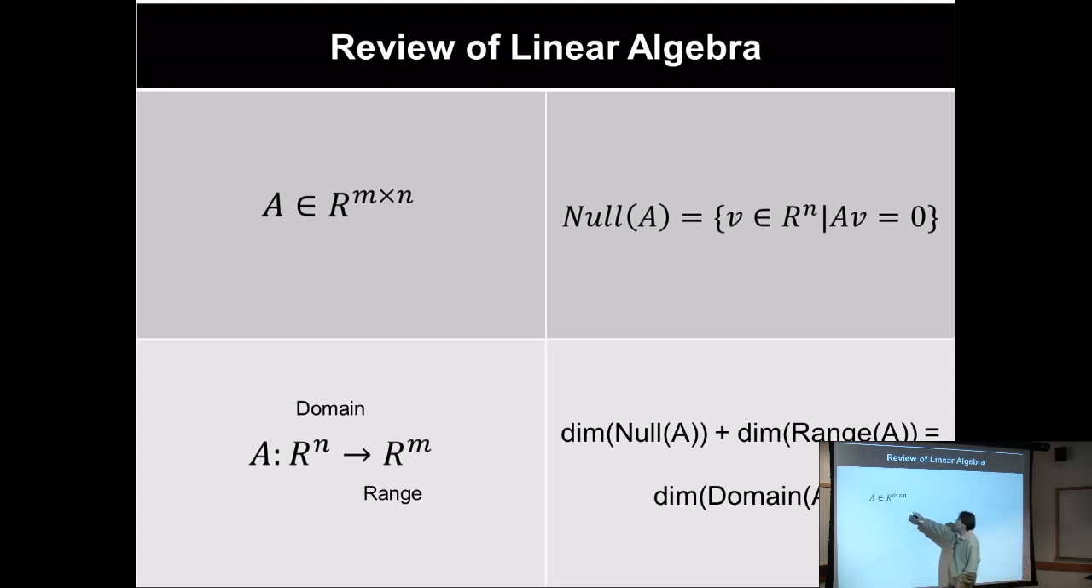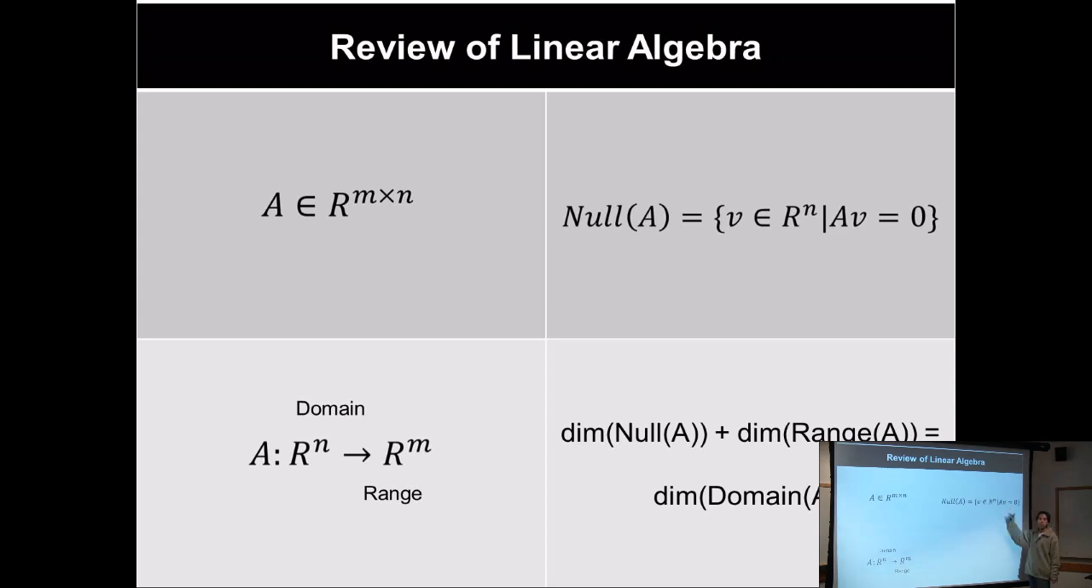Again, we have a matrix that has m rows and n columns. We can think of this matrix as a mapping that eats n-dimensional vectors and produces m-dimensional vectors. In other words, the domain has n dimensions, the range has m dimensions. The notion of a null space is the set of vectors in the domain such that when they go through the mapping, you're at 0. In other words, these are vectors that have 0 in their range.